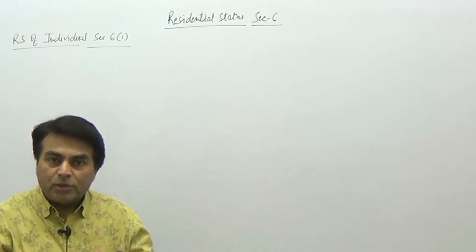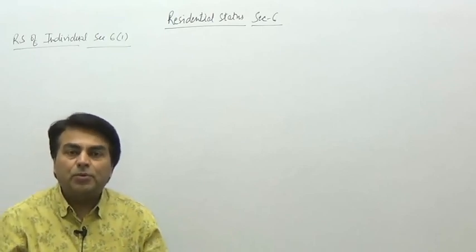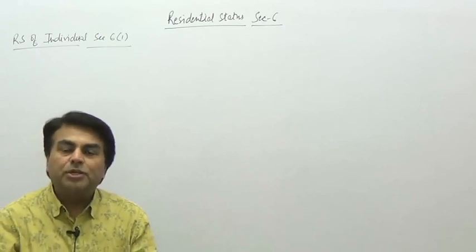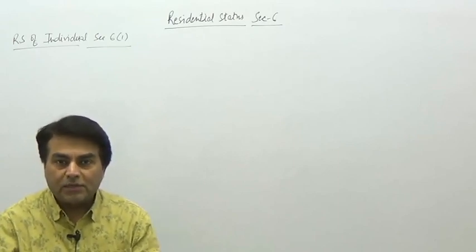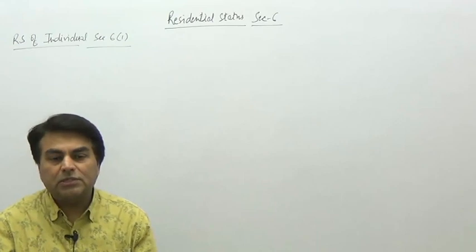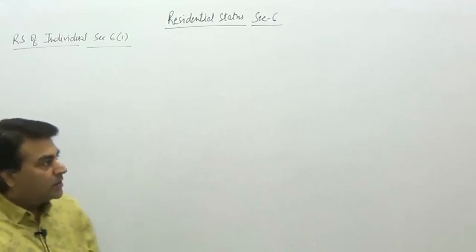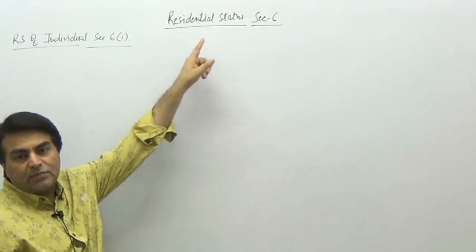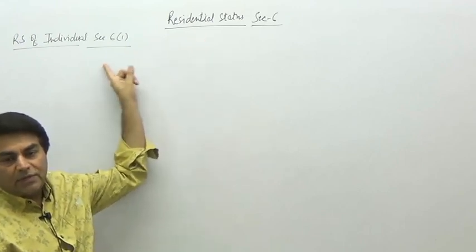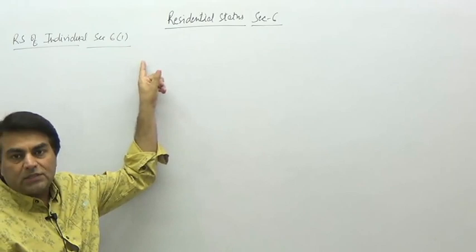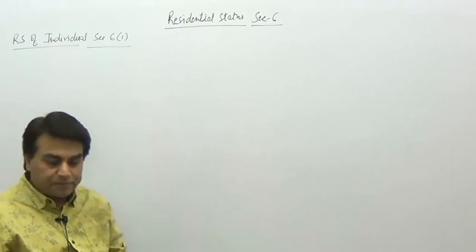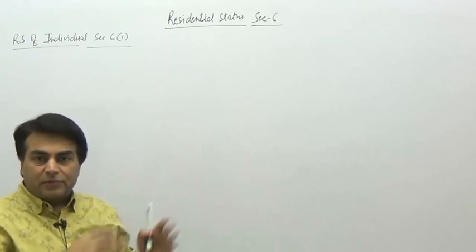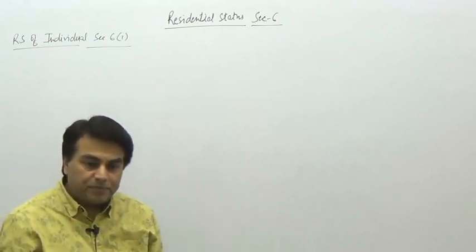Okay? Today, I am starting with the first entity, individual. So let us start how to determine the RS of an individual. This is section 6.1. This much has already been written here. Residential status, which is section 6, and RS of individual, that is section 6.1. Okay? I am making a kind of table here first, and then I would explain it to you.